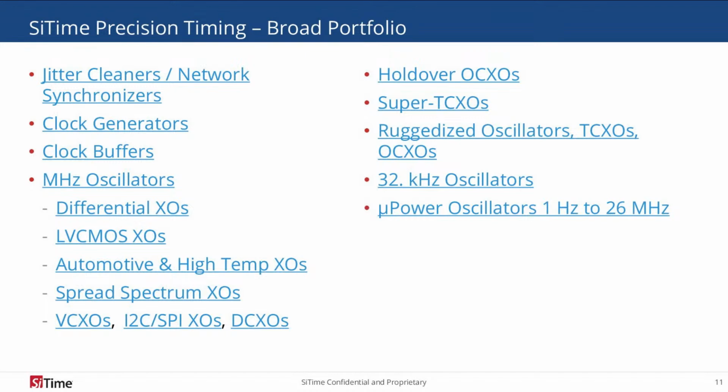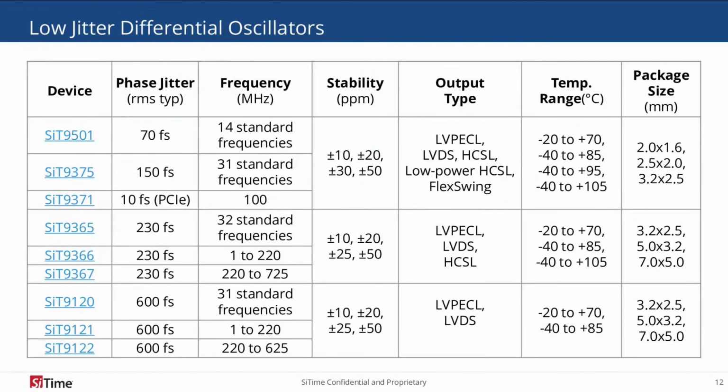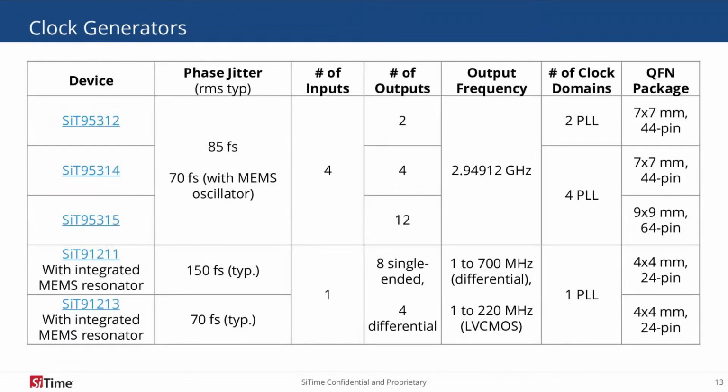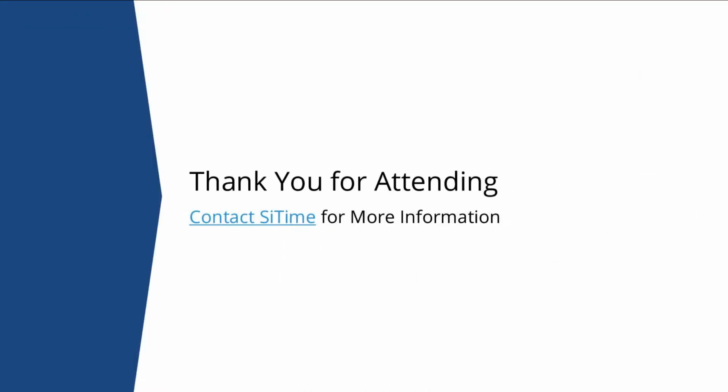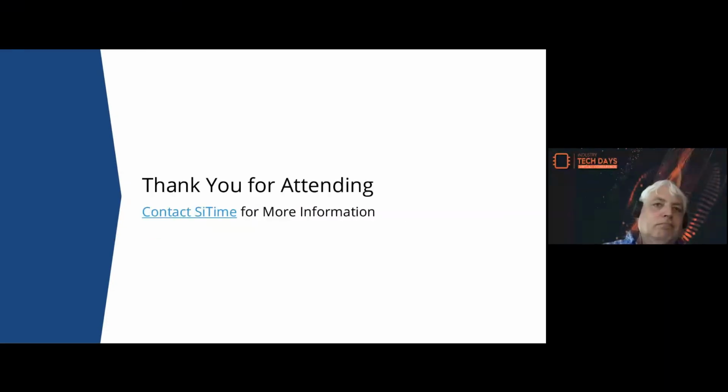We also have a full portfolio of timing products. SiTime is 100% focused on timing. We provide resonators, oscillators, clock devices, jitter attenuators, and network synchronizers, and we're just 100% dedicated to timing. So we've listed some of the categories here to provide quick references to you. And some of those are listed here as a product selector guide for some of the more recent products that we have. This one is focusing on differential oscillators. We also have clock generators and jitter cleaners, all with various levels of jitter and configuration abilities. And that's it for the references section. I think now we can move to Q&A.